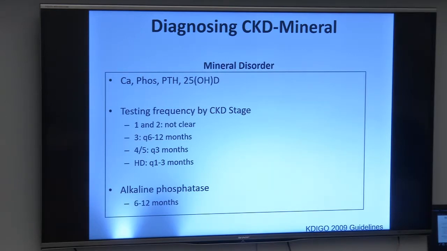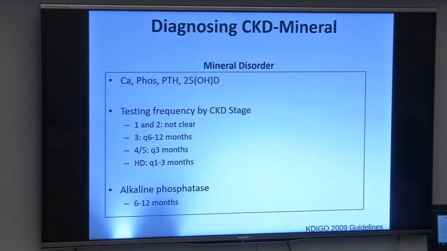So when we diagnose CKD-MBD, I broke this talk down into the 3 different components. So diagnosing the mineral component, the vascular component, and then the bone component. And this is how the Kidney Disease Guidelines Organization breaks this down also, and that organization is called KDIGO, the Kidney Disease Improving Global Outcomes Guidelines. For the mineral disorder, KDIGO asks us to check the main components of that, so calcium, phosphorus, PTH, and 25D.